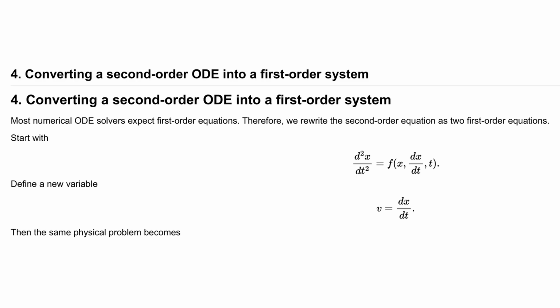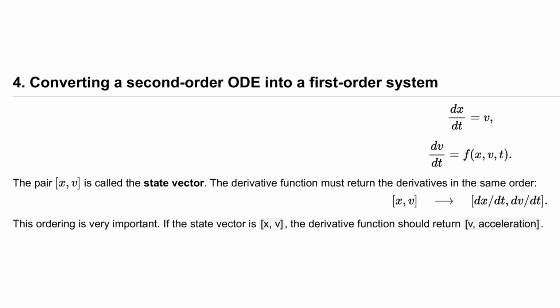We define a new variable, v, as the first derivative of x. This allows us to split the original problem into two linked first-order steps. We package these variables together into what we call a state vector, shown here as the list containing x and v. When we write our derivative function in Python, it must return the derivatives in this exact order: first the velocity, then the acceleration. Maintaining this ordering is vital for the solver to produce correct results.